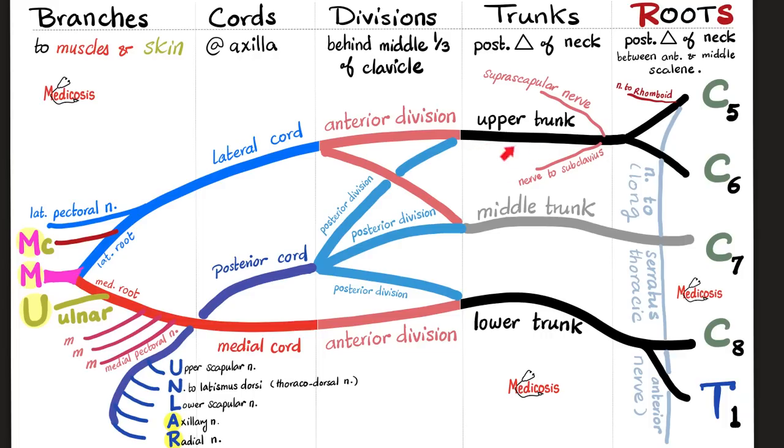Do you see this? I don't see it. This is the upper trunk of the brachial plexus. It's gonna give us something supra and something sub, something above and something below, supra and sub: suprascapular nerve and nerve to subclavius. And this is the nerve that supplies the subclavius muscle. So the pectoralis major muscle is supplied by lateral pectoral nerve and medial pectoral nerve. The pectoralis minor muscle is supplied by the medial pectoral nerve. And the subclavius muscle is supplied by nerve to subclavius.